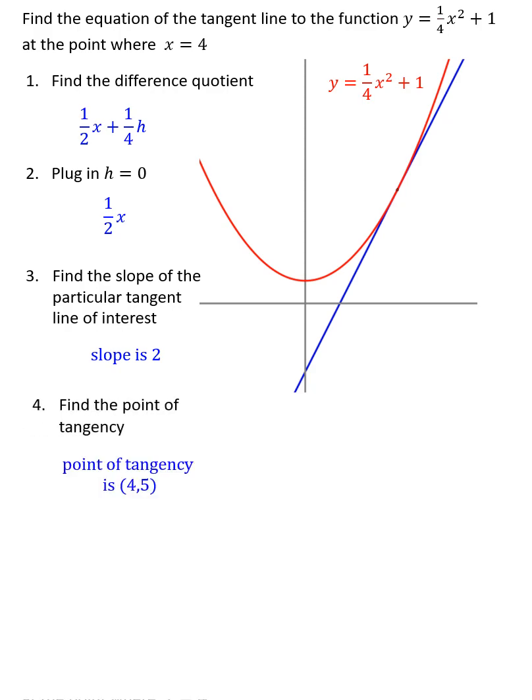So to find the point of tangency, which turns out to be (4, 5), we plug the x-coordinate we know into the original function to get that point of tangency. And now we know what the point of tangency is, and we can go on to our last step, which is to use whatever method we like to find the equation of the line.